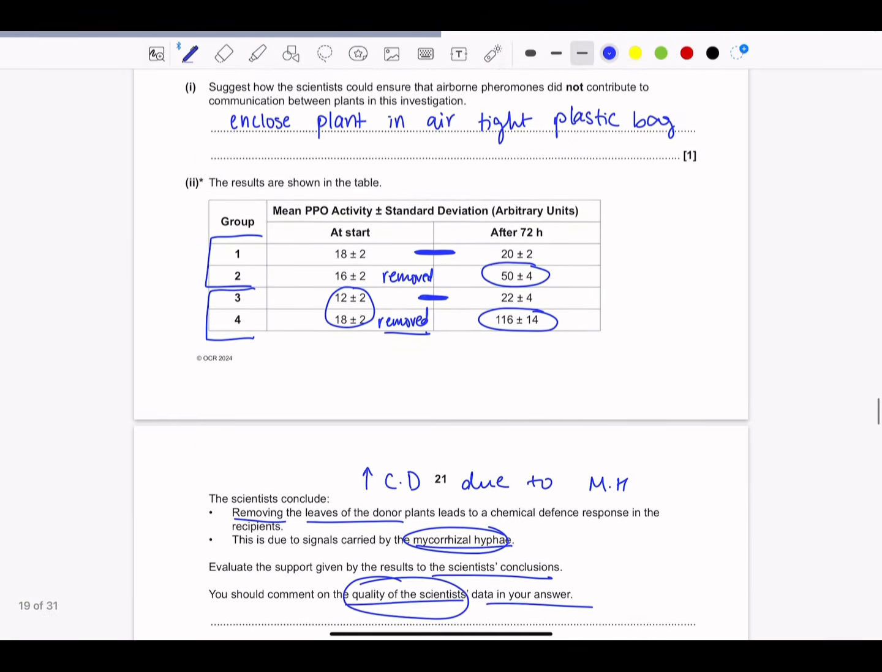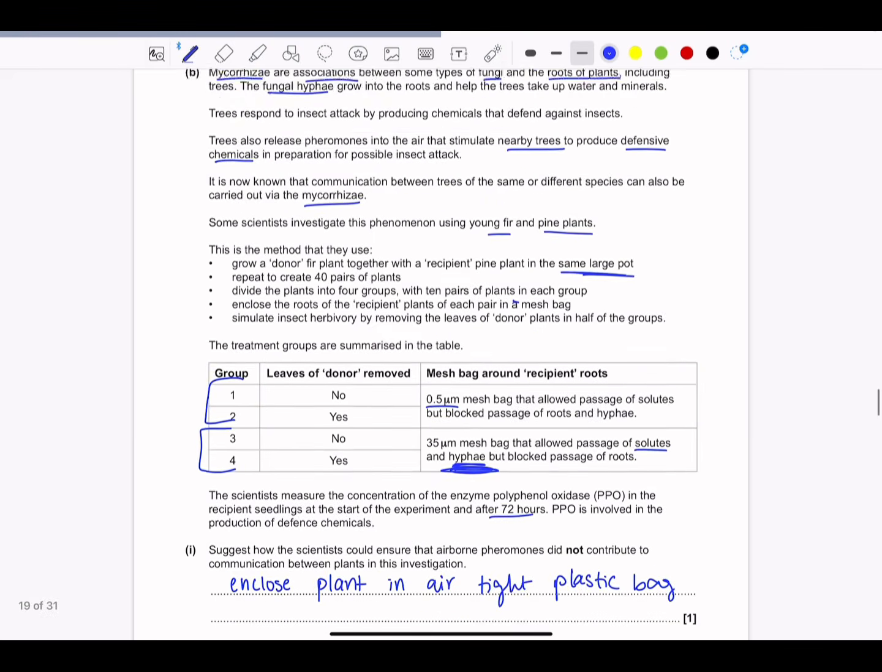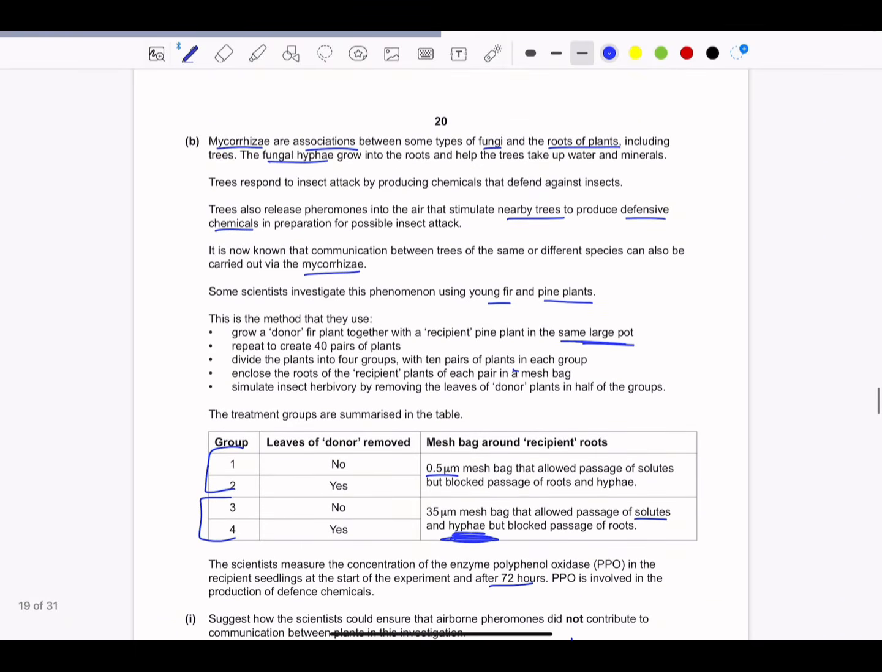Another thing is these conclusions are quite broad, because it just says removal of leaves in general. But we've only used 2 types of trees, if I remember correctly. It's only the young fir and the pine plants, so this information is not translatable to other types of trees, which would decrease the validity, I would say, of the scientist's results.